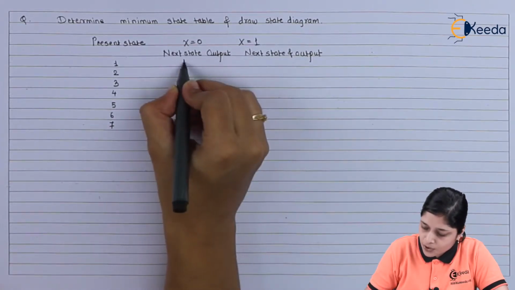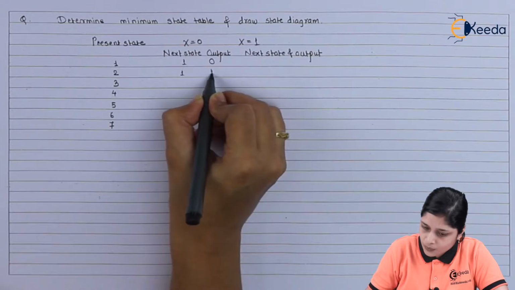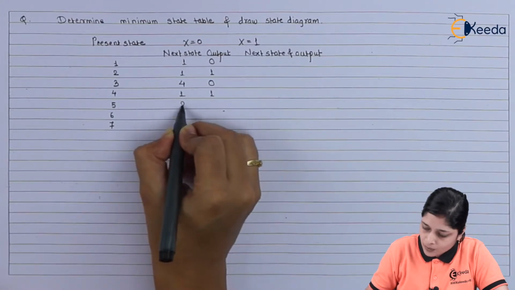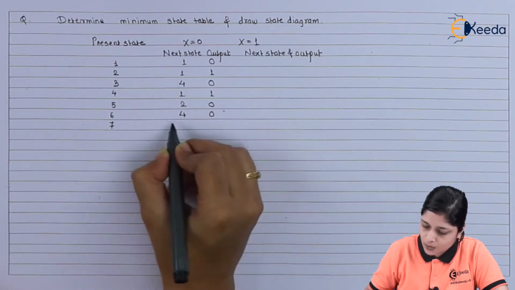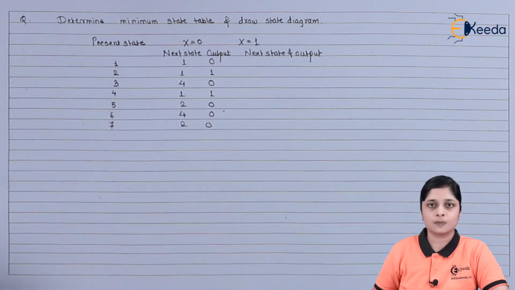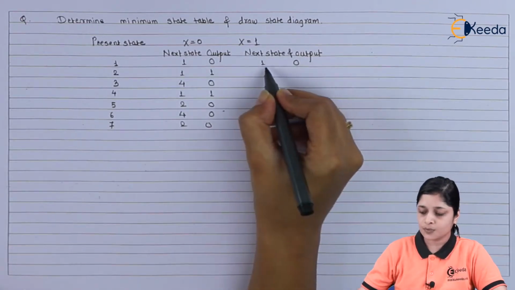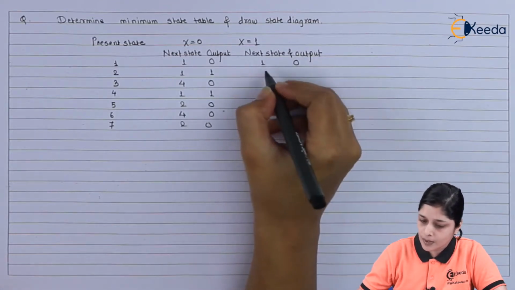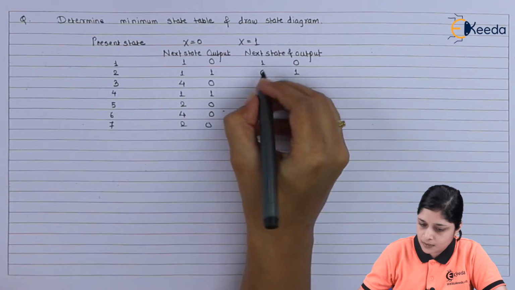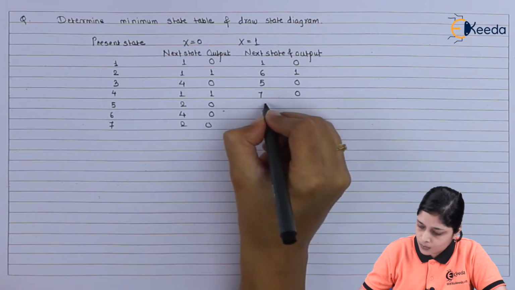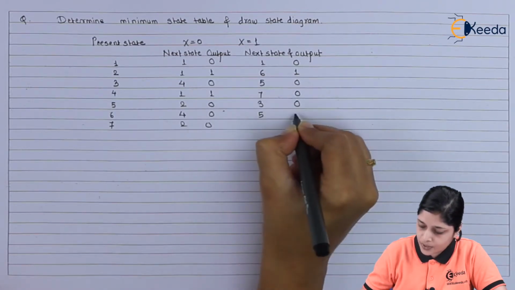The next states and outputs are 1, 0, 1, 1, 4, 0, 1, 1, 2, 0, 4, 0 and 2, 0. After that 1, 0. Now the next state given for present state 1 is 1 and the output is 0. Then 6, 1, 5, 0, 7, 0, 3, 0, 5, 0 and 3, 0.